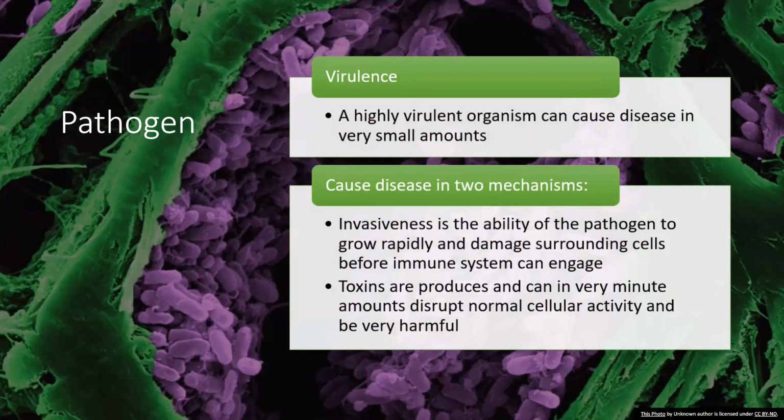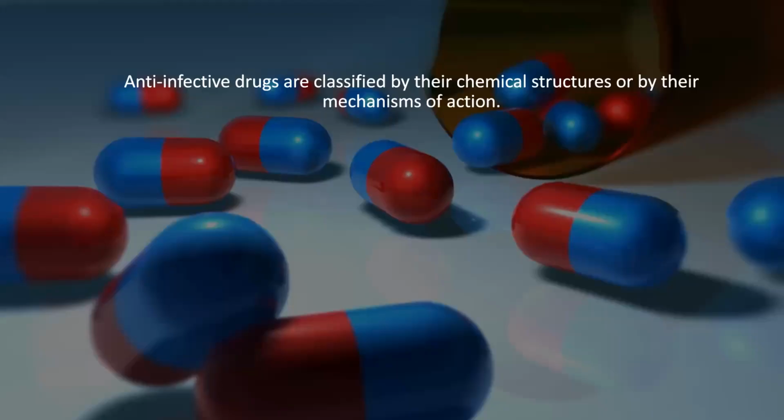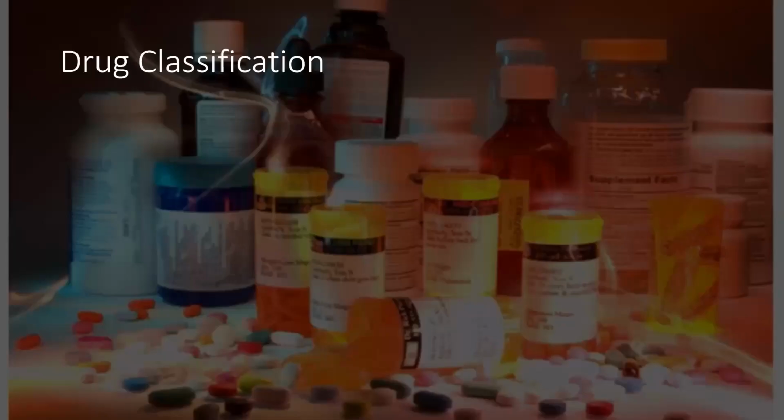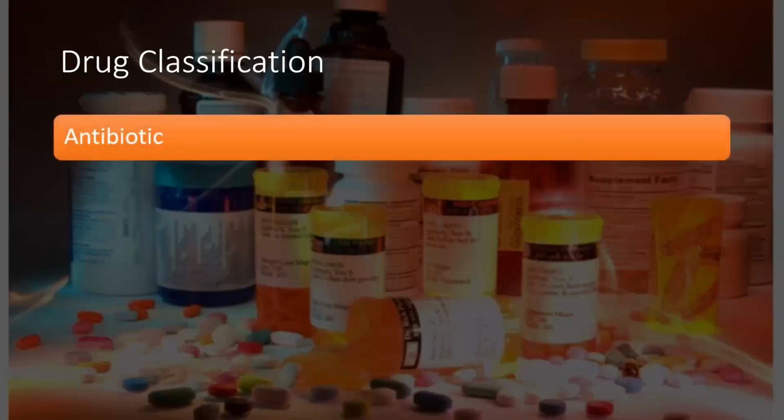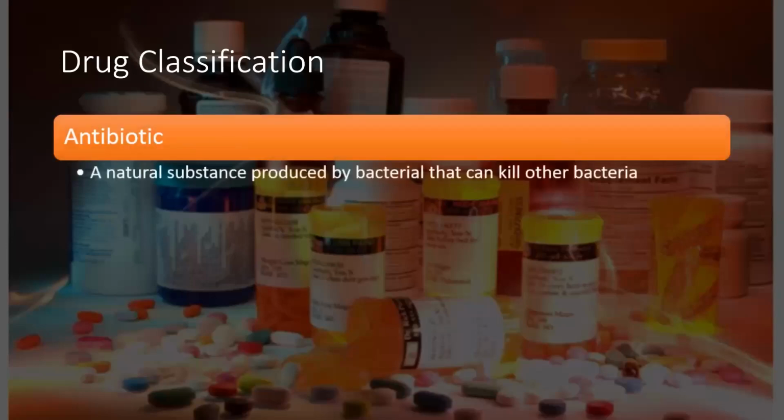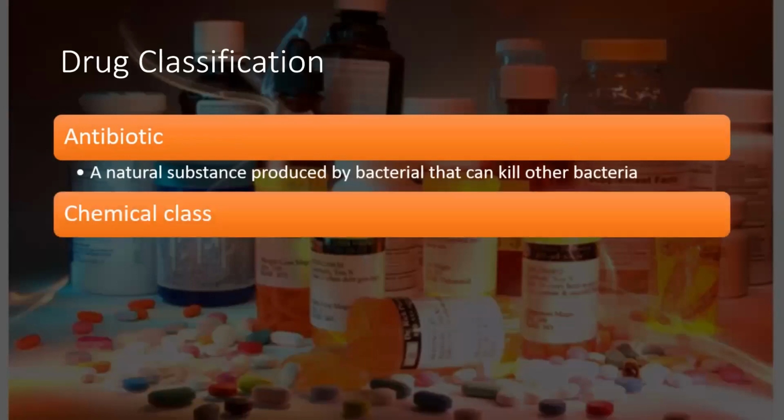Toxins are produced, can act in very minute amounts, disrupt normal cellular activity, and can be very harmful. So all the anti-infective drugs that we use against these pathogenic organisms are classified by their chemical structures or by their mechanisms of action. One classification includes the antibiotics, which are natural substances produced by bacteria that can kill other bacteria.